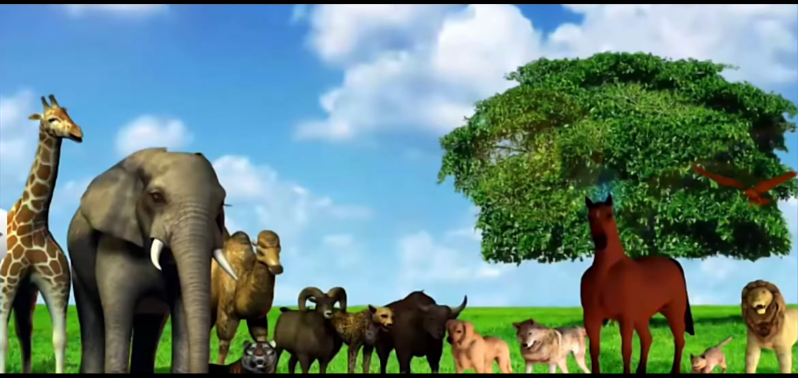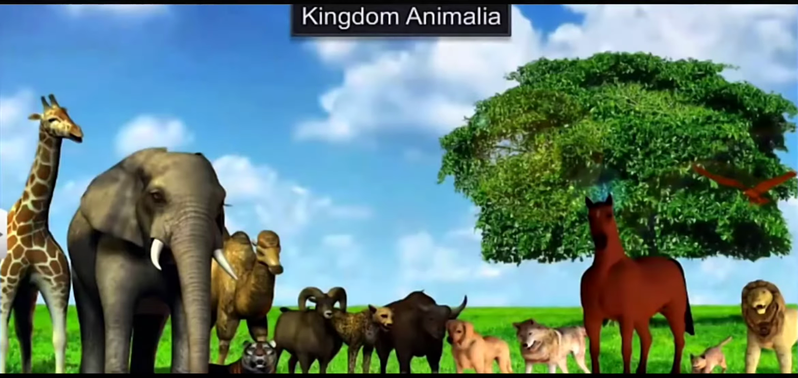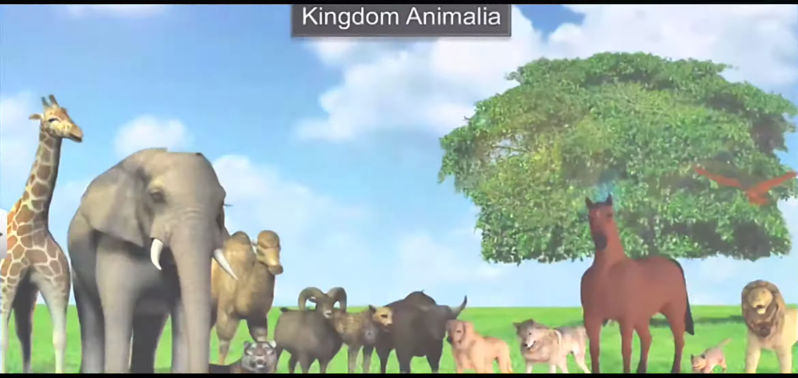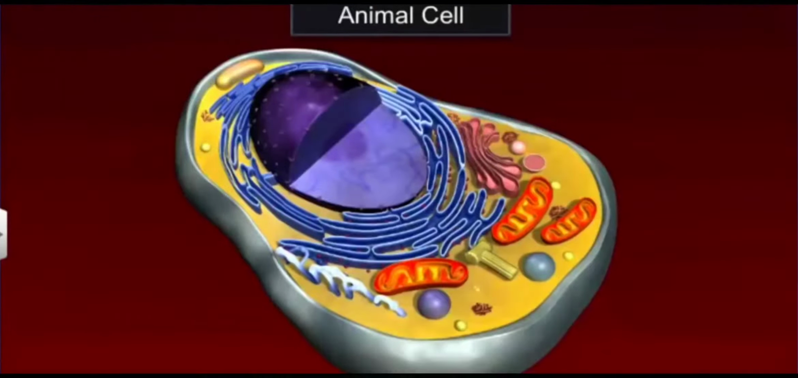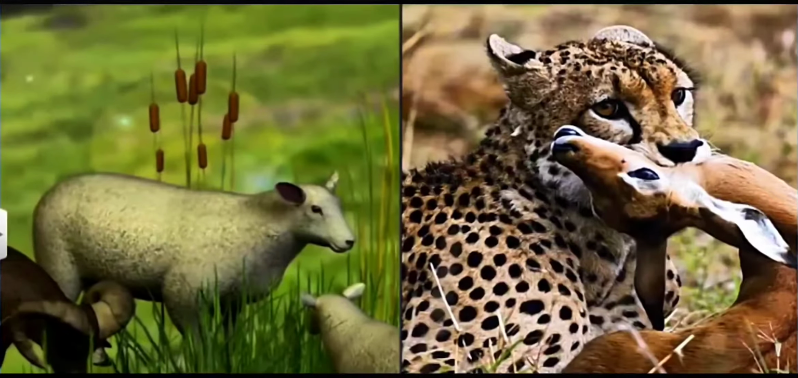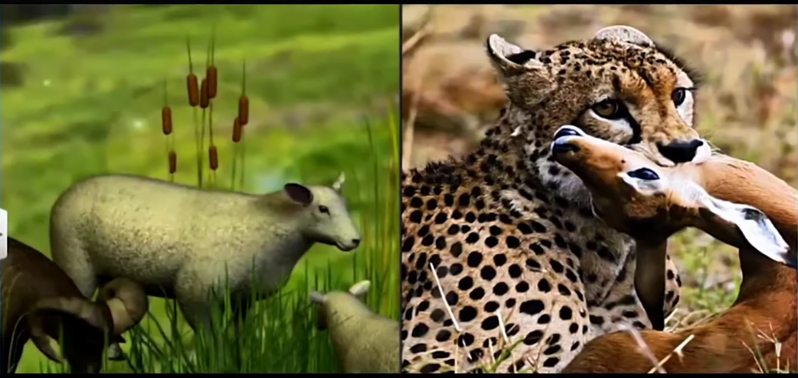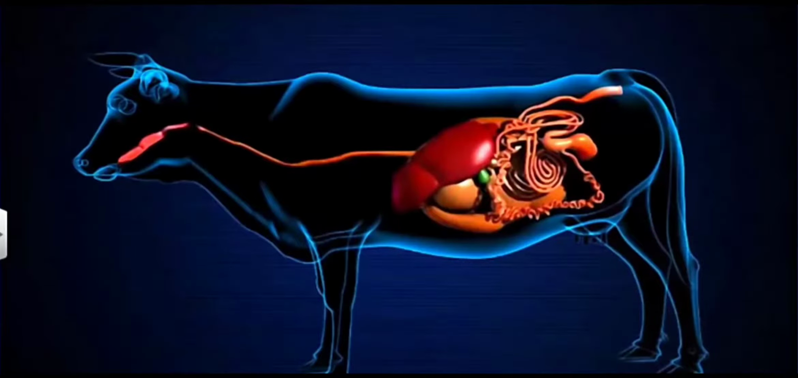So the next and last kingdom is kingdom Animalia. Even human beings are in kingdom Animalia. All the members of kingdom Animalia have cells which lack the cell wall. All the members of kingdom Animalia are heterotrophic. They may be herbivorous or carnivorous or omnivorous.